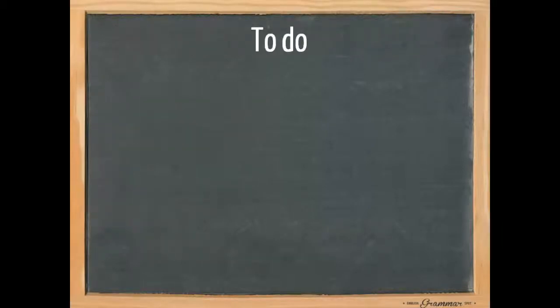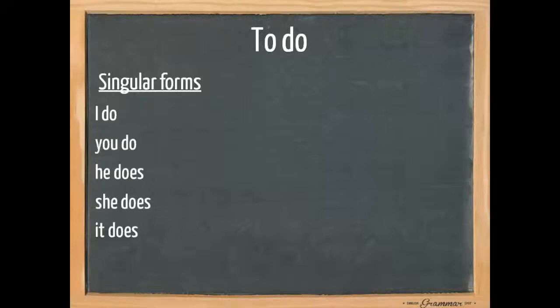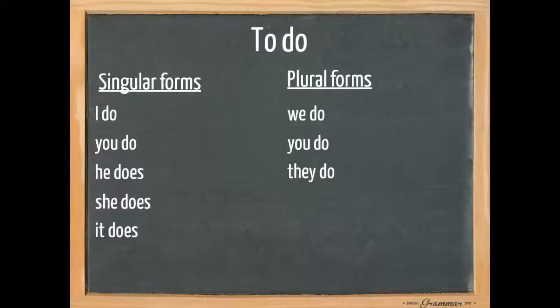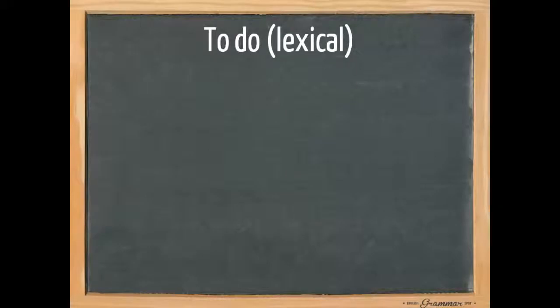Now let's have a look at the verb to do. First, we will conjugate it for the singular forms. I do, you do, he does, she does, it does. And then for the plural forms, we do, you do, and they do.